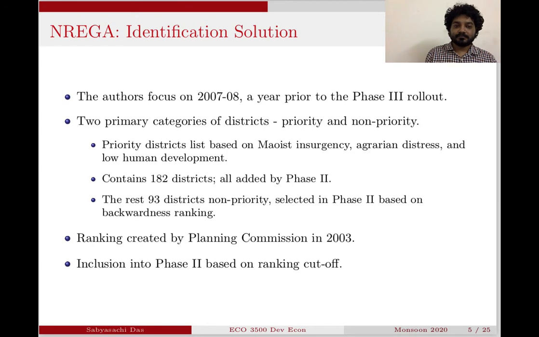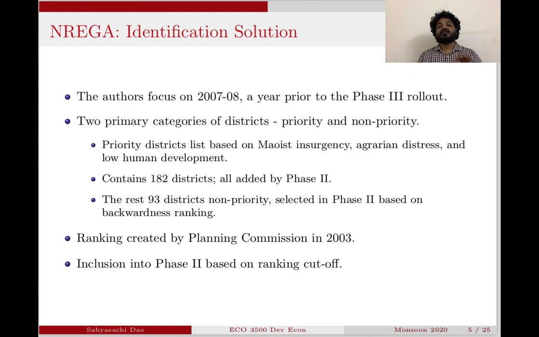Now, there were two primary categories of districts that were used to identify which district would go to phase 1 or phase 2, and which district would go to phase 3. The first category is called the priority category, and the rest are called non-priority category districts. So what are the priority districts? This is a list of districts that is identified using these three different characteristics.